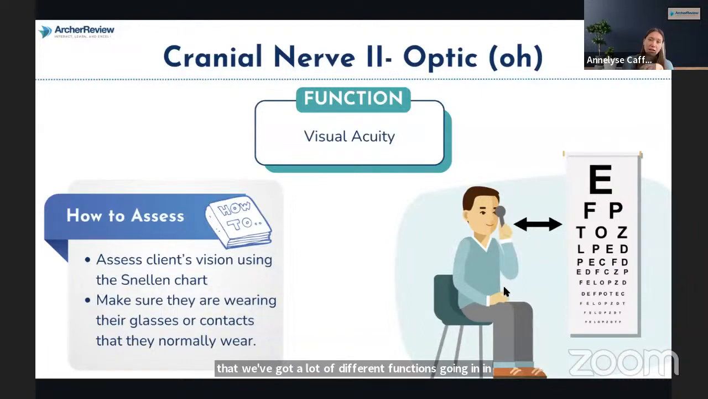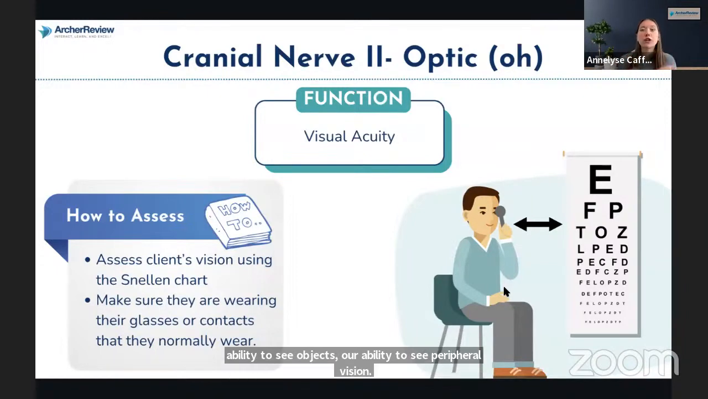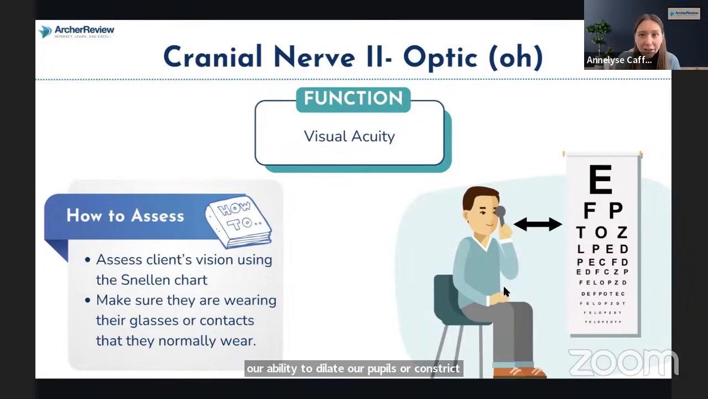They serve sensory functions, they serve motor functions. They are our ability to see color, our ability to see objects, our ability to see peripheral vision, our ability to dilate our pupils or constrict our pupils based on how much light there is in a room. So our eyeballs are very important, and that's why 4 of our cranial nerves of the 12. So that's actually 1/3 of the cranial nerves is responsible for parts of our eyeballs.